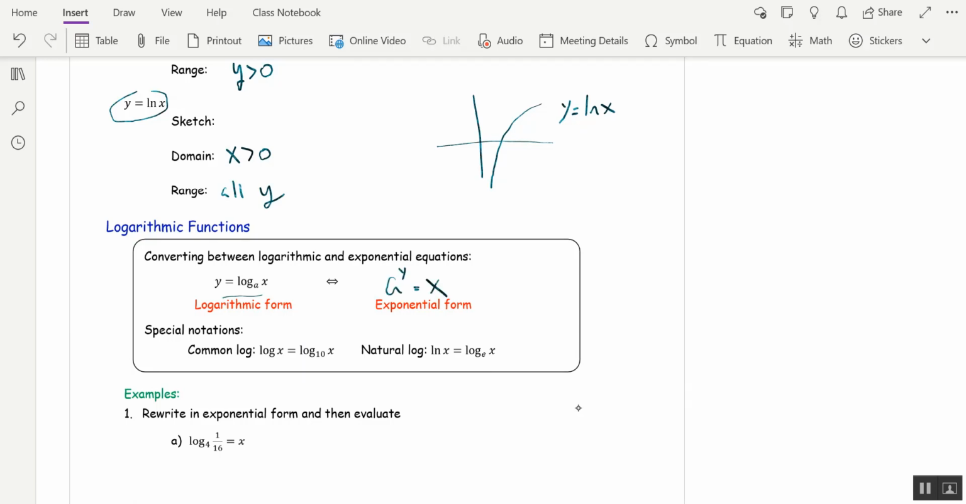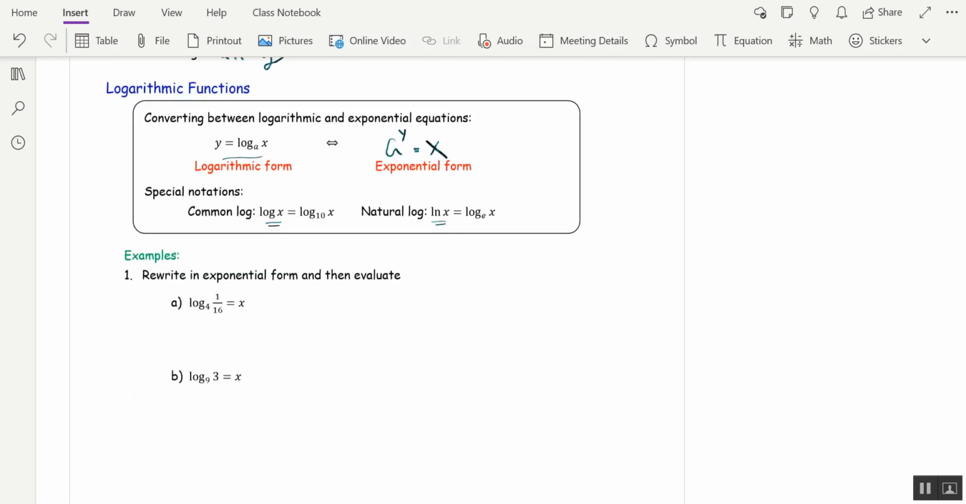The two most frequent logs that occur are log base 10, which we call just log, and log base e, which we denote by ln x. Okay, so for example, let's rewrite these in exponential form and then find the actual value of x. So this first one means 4 to the x is 1 over 16. And so 4 squared is 16, but I want 1 over 16, so x is negative 2.